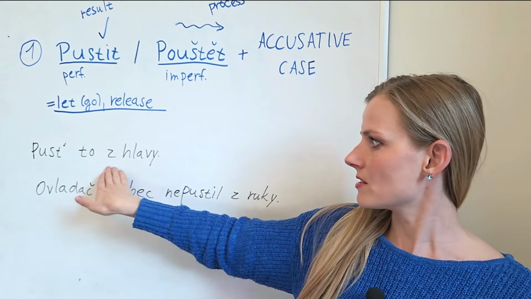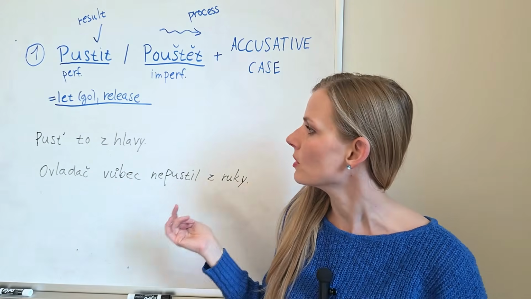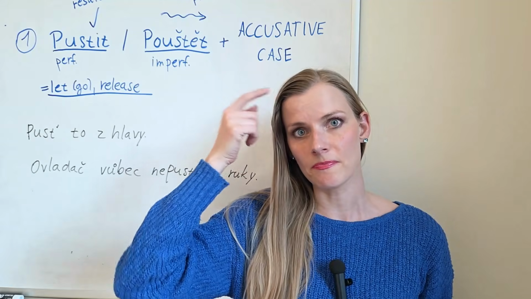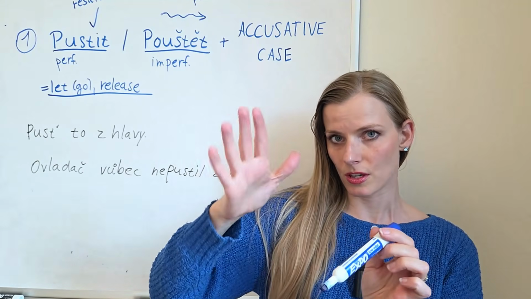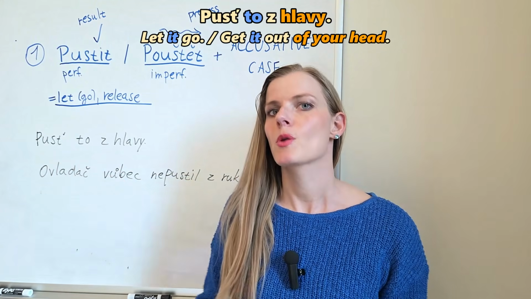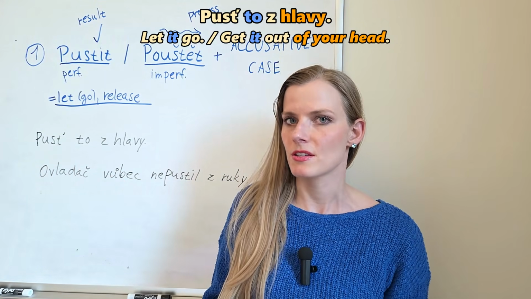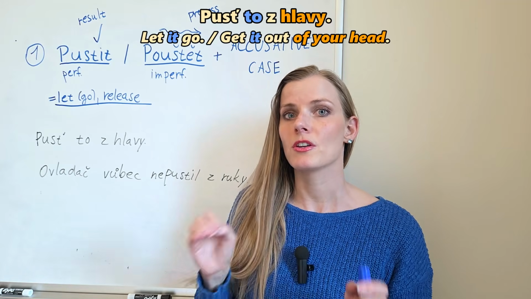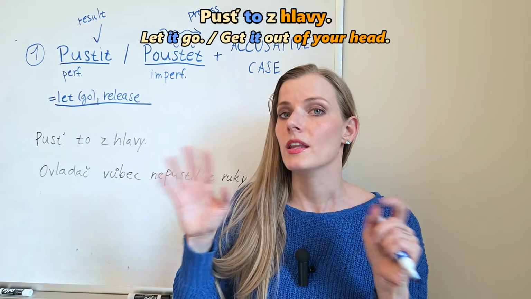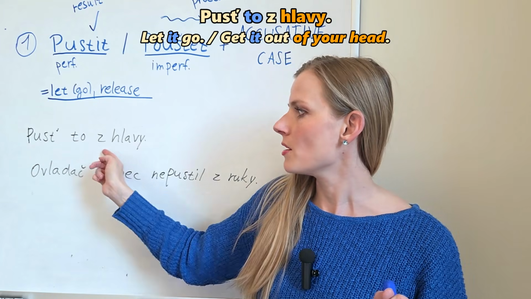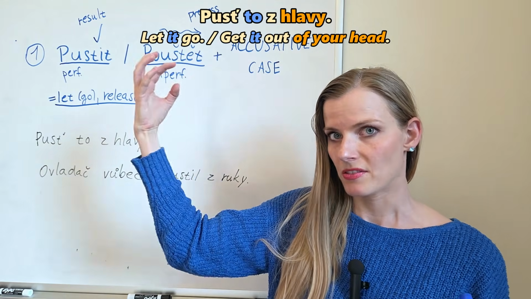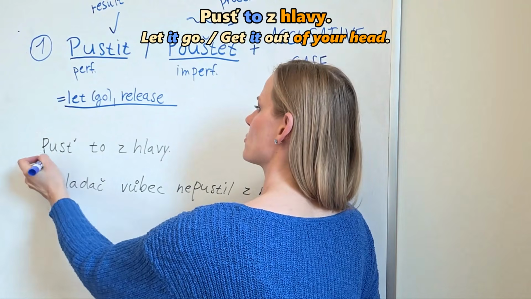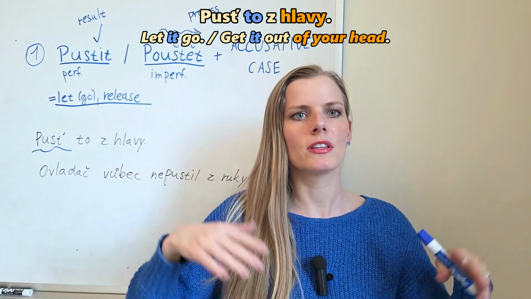And I have two more phrases for you that contain accusative case, but also there is this addition. Z and genitive. For example, pustit něco z hlavy, pustit něco z ruky. Pusť to z hlavy is a really nice phrase if you want to tell someone, don't worry about it. Let it go. Let it go out of your head. Z hlavy. From your head. Pusť to z hlavy. Don't worry, let it go.